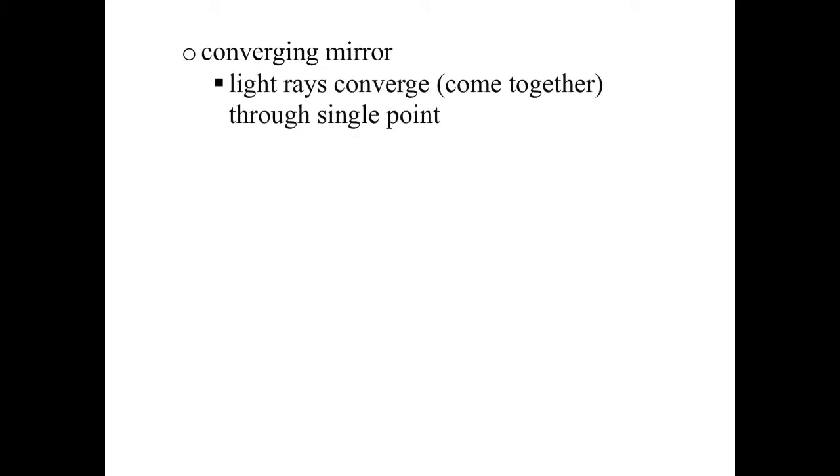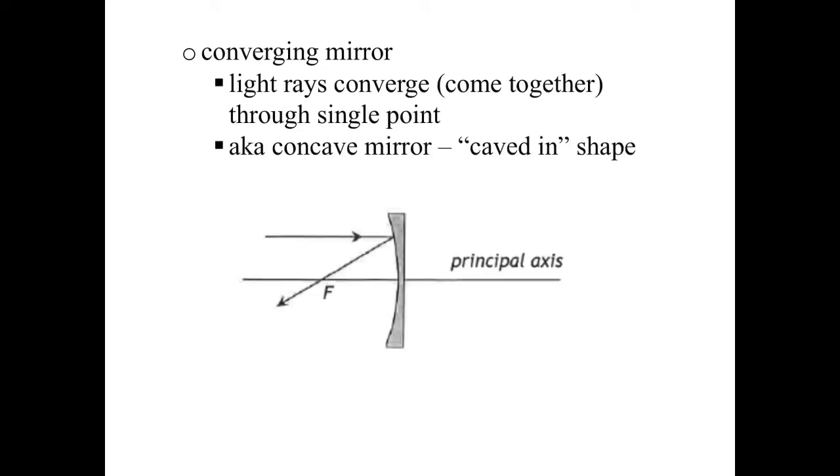Okay, so let's go over what a converging mirror is. A converging mirror is a concave mirror, where it's curved in like this. Light rays come together through a single focal point. So all the light rays that come toward the mirror will go through that focal point.